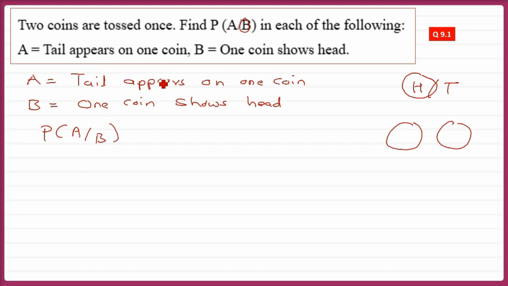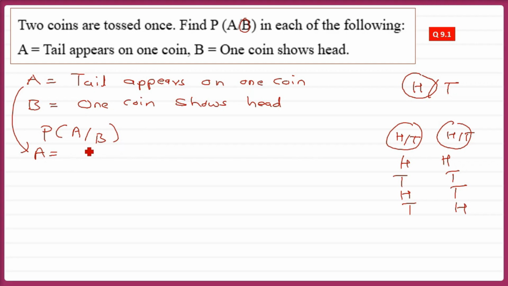Now if you have any problem with the conditional probability, just make the events. That is, what is the sample space? Both can have heads, both can turn up as tail, one head, one tail, and one tail and one head. These are all possibilities. So head or tail possibilities are there. So two possibilities, two coins, 2 to the power 2 is 4. So 4 combinations. So the first event, tail appears on one coin.